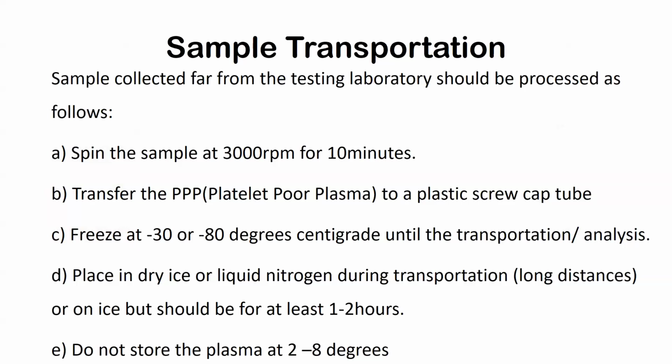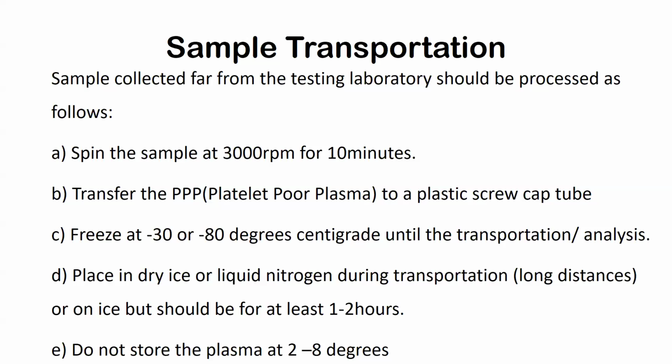We can either transport the sample to the nearest laboratory where we can analyze it, or we can keep it in our freezers for further analysis, in case you are doing a large quantity investigation or research, where there's batching of samples. So what we do first, we have to separate the plasma. We spin it at 3,000 revolutions per minute for 10 minutes, and then we transfer the plasma, which is the platelet poor plasma. The reason we give it 10 minutes is that the plasma should not have any platelets. Then you transfer it into a plastic screw cap, the Eppendorf tubes or the cryovials.